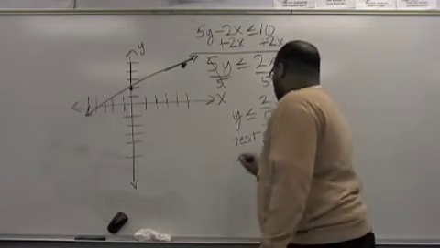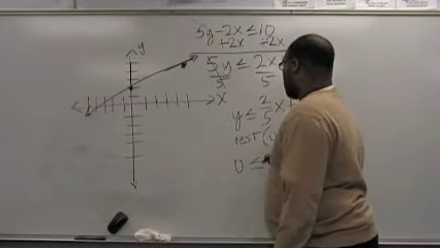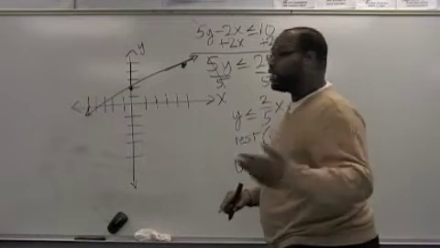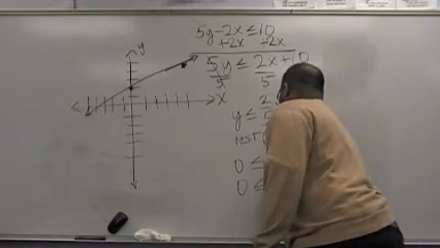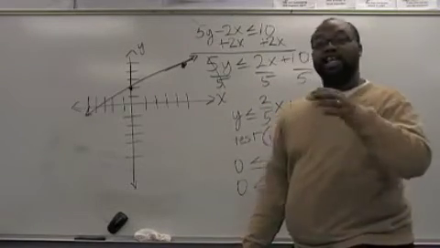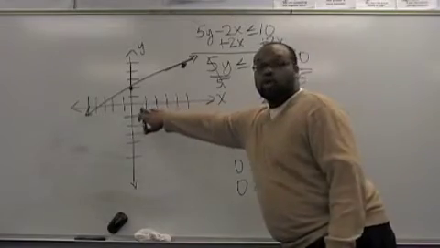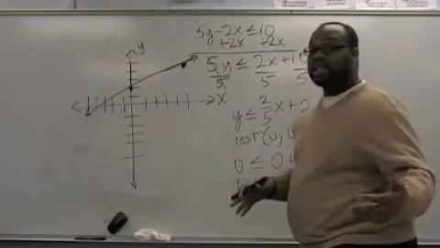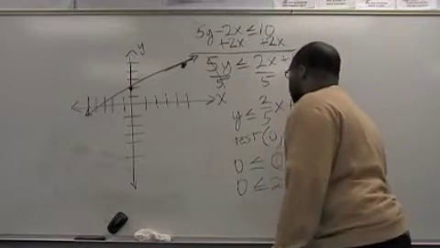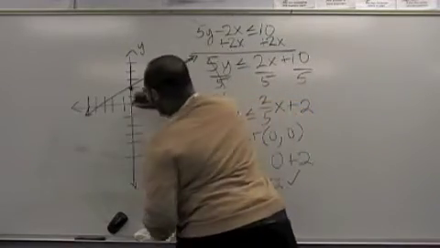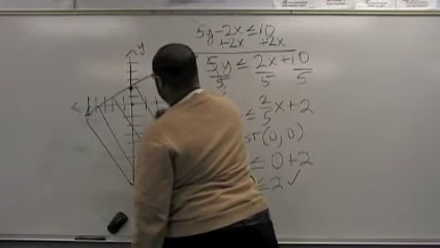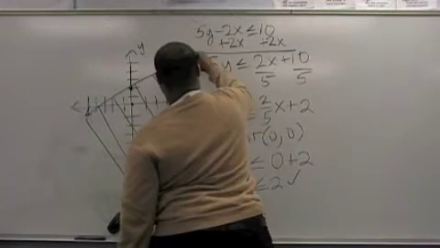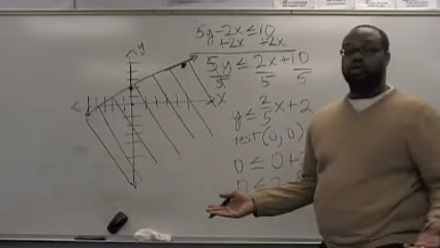So I'm going to put 0 in for y and 0 in for x. 2/5 times 0 is 0. Then that means 0 is less than or equal to 2. If it is true, then I shade the side that the origin is on. Yes, 0 is less than 2, and so this is true, and I'm going to shade this side of the plane because the origin's right here. Shading. And that is how you would graph that particular inequality.